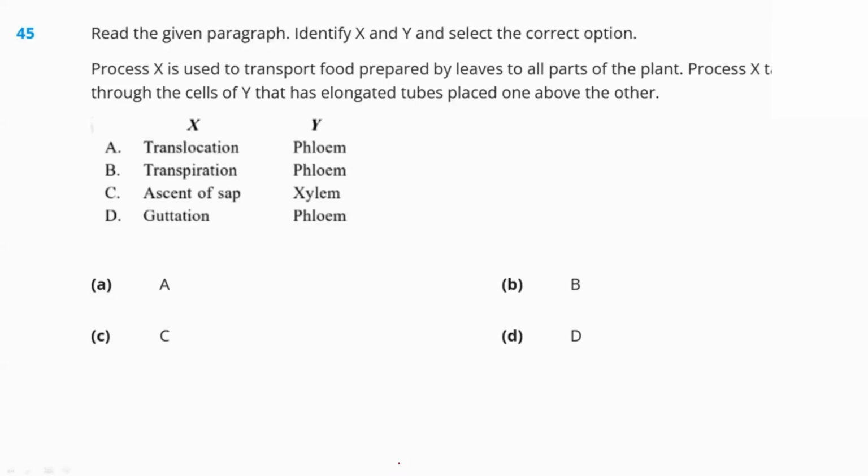Next. Refer to the given paragraph, identify X and Y and select the correct option.